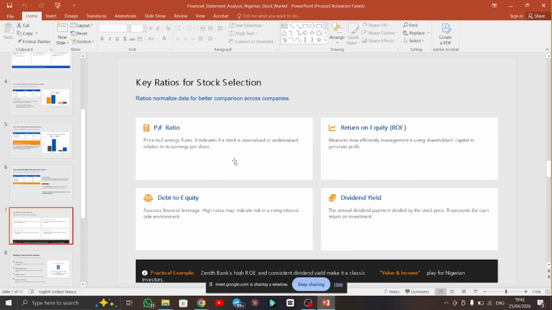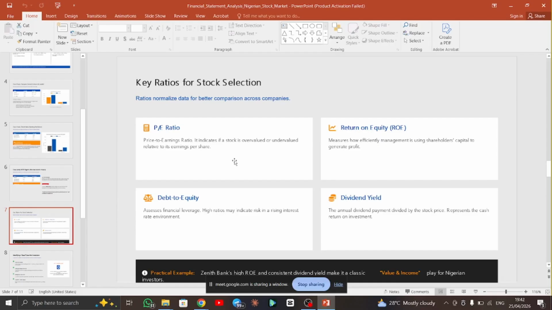Then we also have return on equity, how much the equity a company has makes. Let's say it measures how efficiently management is using shareholders' capital to generate profit. Now, this shareholders' capital is what we call what? Equity. Now, when you are buying shares, you are just giving a company your money to what? To use it to do business.